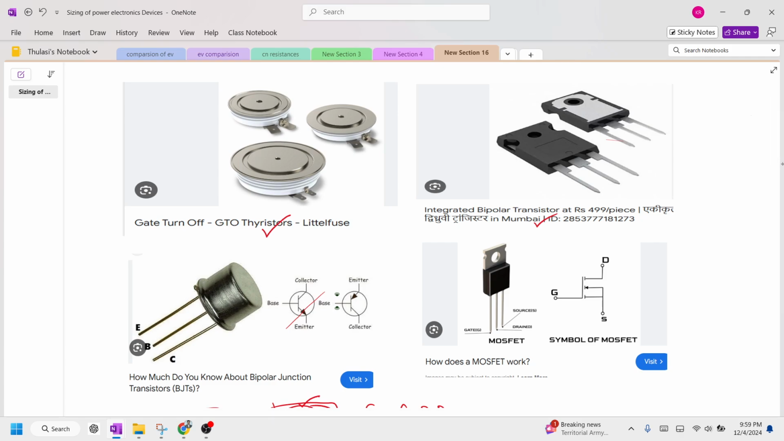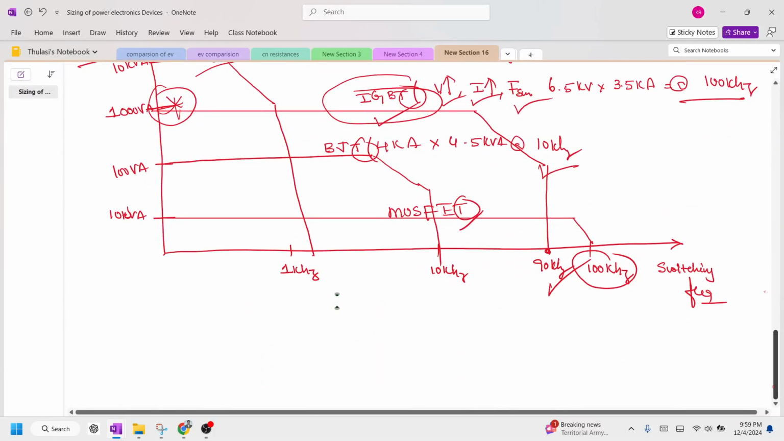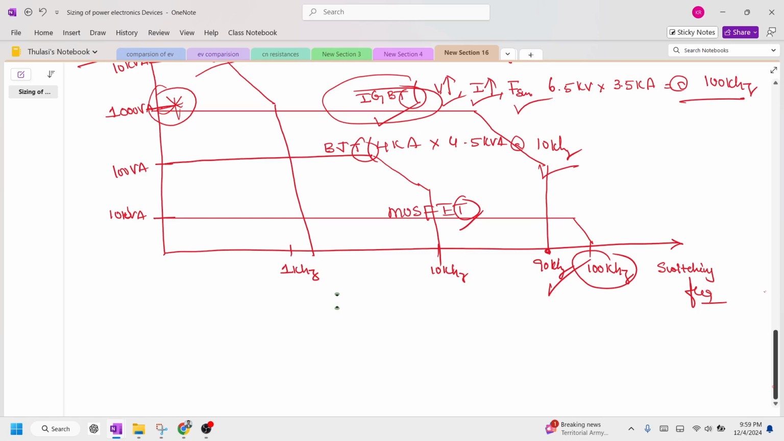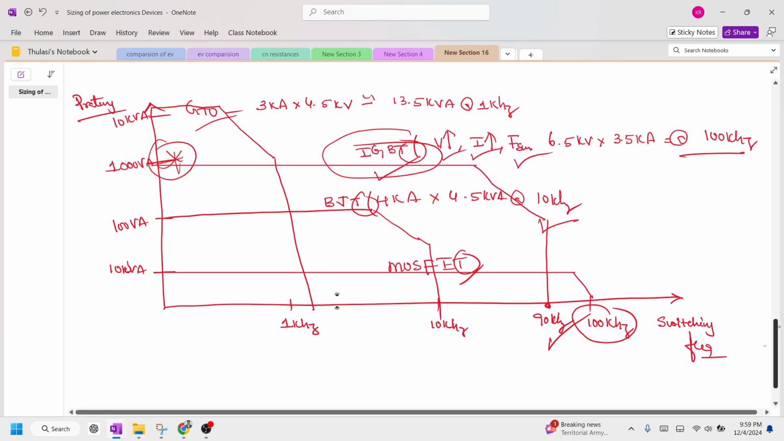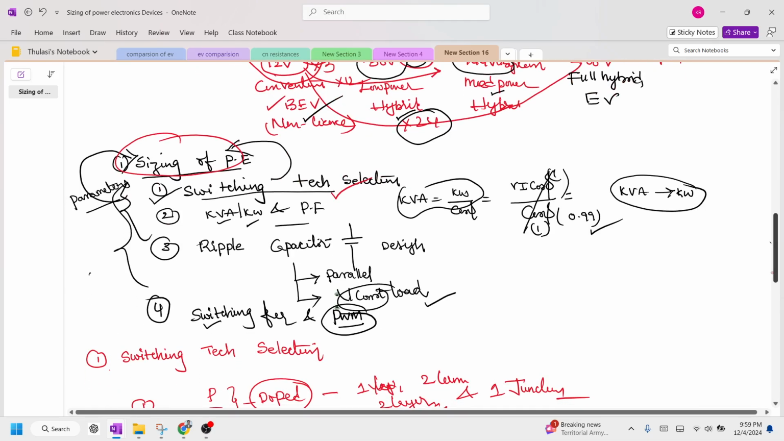Okay, so this is how the devices physically are, and depending upon our switching frequency we are going to select the type of device. This is with respect to the power handling capability. We discussed that the size of power electronic devices depends upon the switching technology. This is called the switching technology or switching frequency selection, and kilowatt or kVA under unity power factor, we can select its power rating.